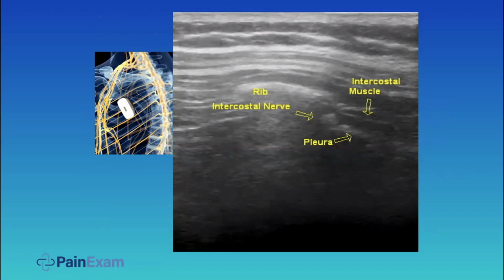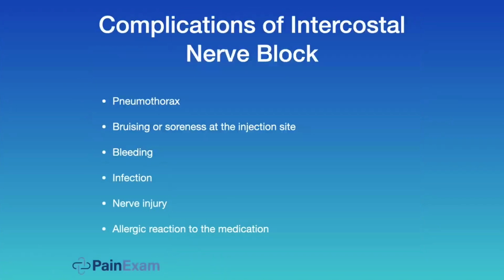So here's a cross-section of the rib. The pleura is here, and in real time, this is actually moving with the lung. And the intercostal muscles are here. The nerve is right here under the rib. Pneumothorax, bruising at the injection site, bleeding, of course, is a risk. Infection, nerve injury, allergy to contrast.